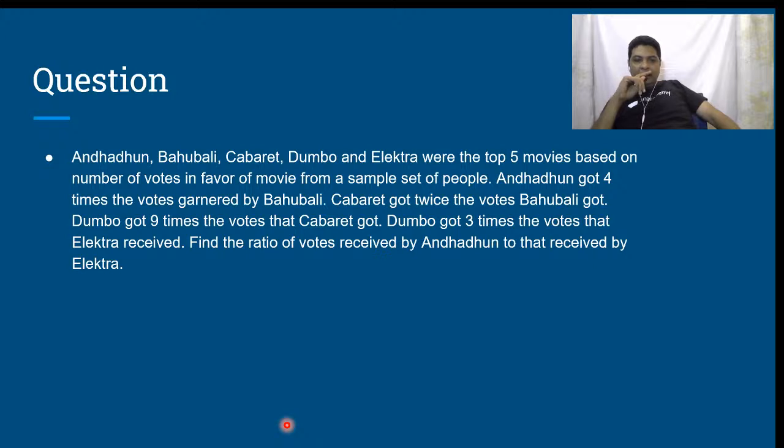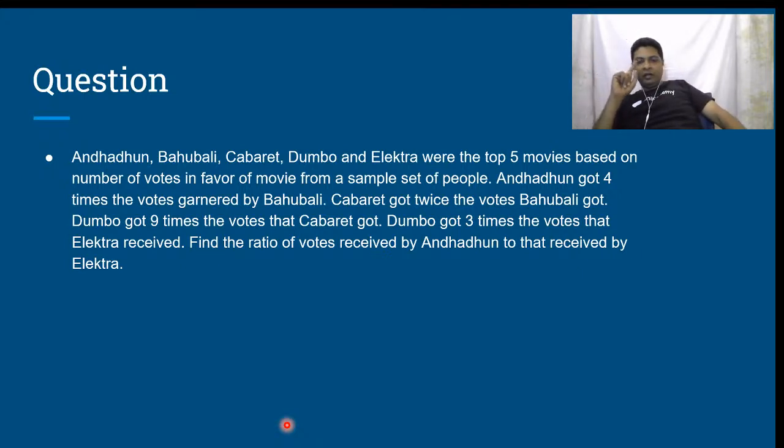D got 9 times of C. That is, D got 18. So 4, 1, 2 and 18. D got 3 times the vote that E got. That is, 18 is 3 times of something. That means 18 is 3 times of what? 6. Therefore E got 6.